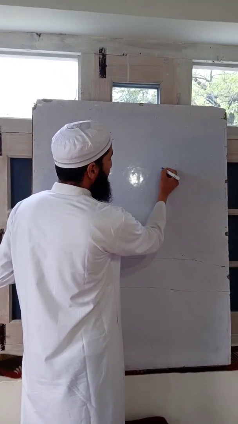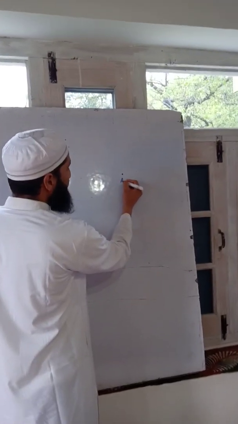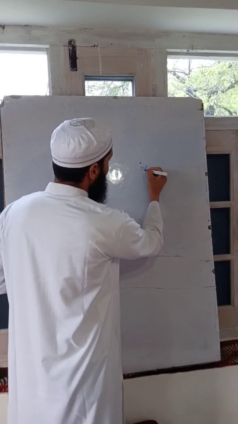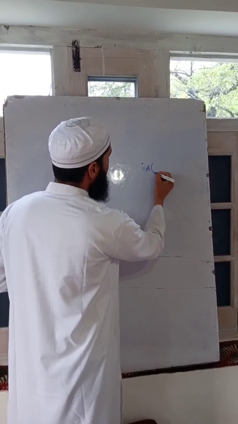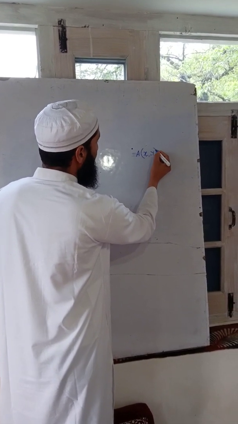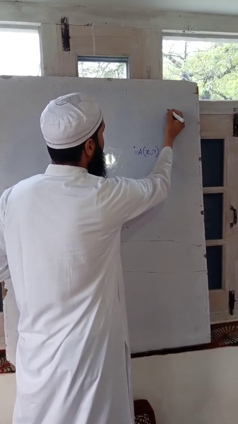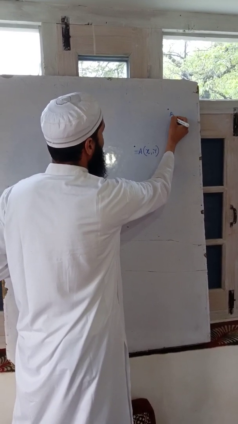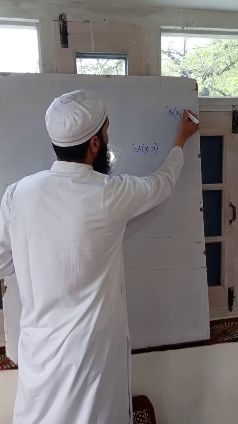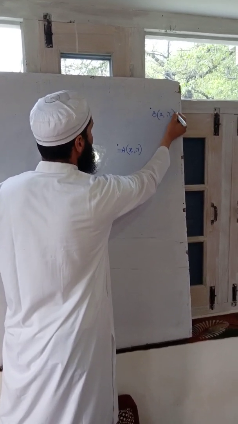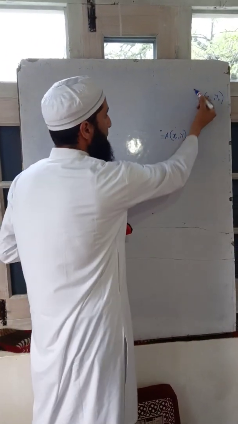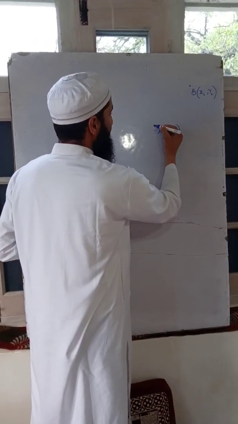Suppose we have a point A whose coordinates are x1, y1 and a point B whose coordinates are x2, y2. Now we are required to find the distance between A and B, that is AB.